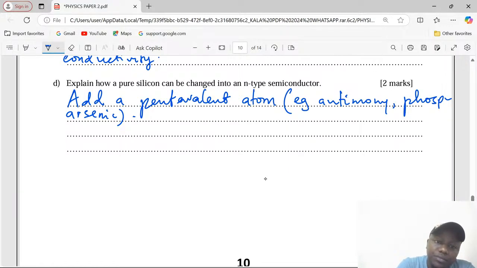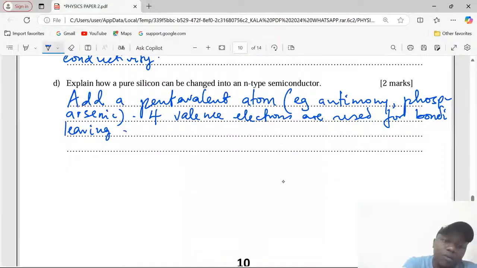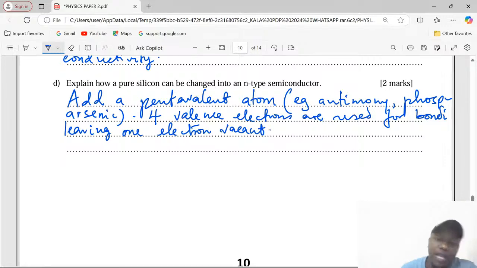A pentavalent atom will be having 5 valence electrons. So 4 valence electrons are used for bonding, leaving 1 electron vacant. Remember, silicon is a group 4 element. It has 4 valence electrons.